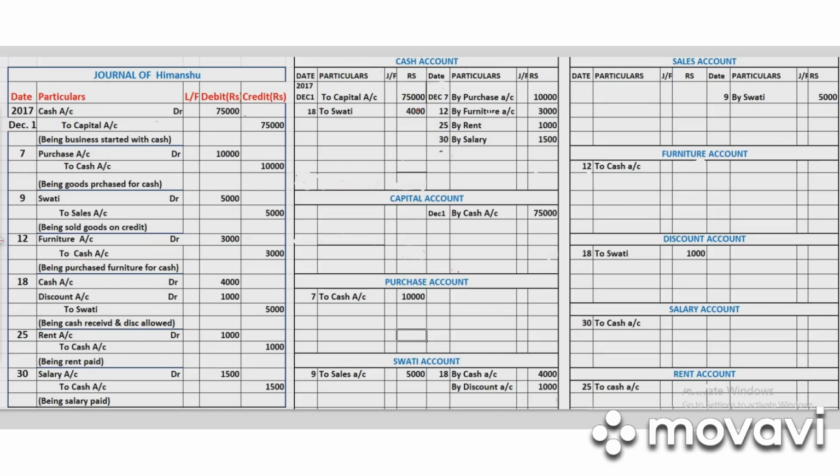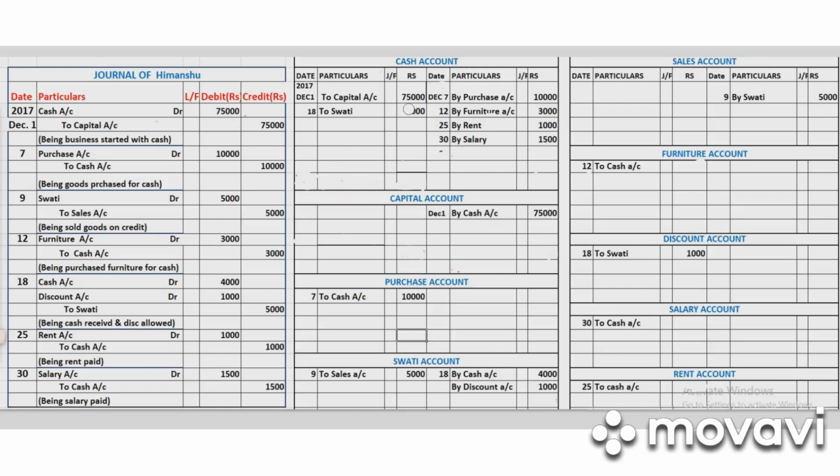But for cash account, normally what happens, the debit side will always be more. Okay, debit side will always be more. So you take the total. Of course, you have to take both. So you will find that the debit side will be more. So the debit total you take 75,000, 4,000. You simply find out the debit total.